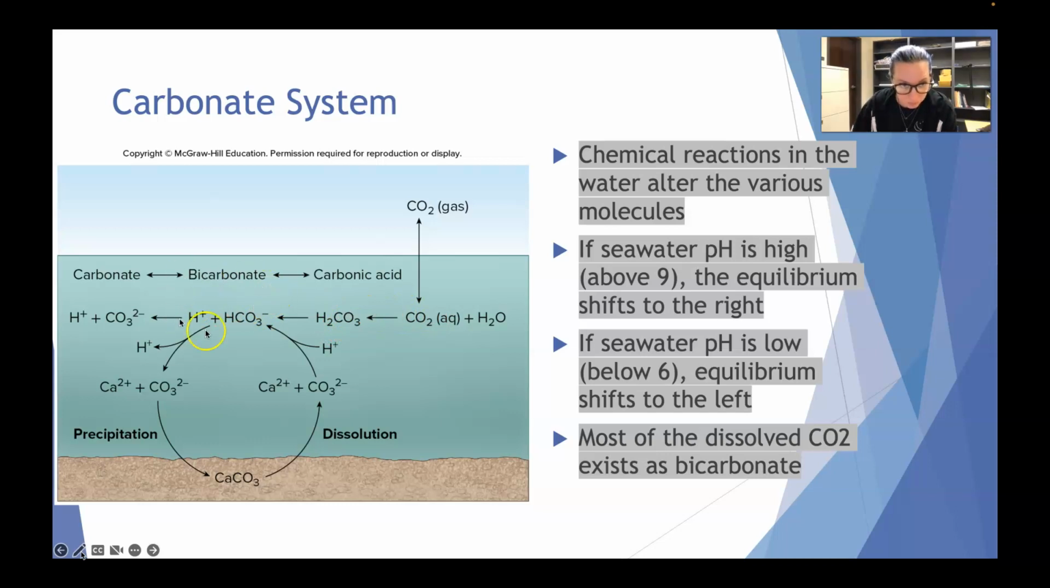And then that can turn into bicarbonate, so the hydrogens separate, and then that can further break down into just regular carbonate. And this process of precipitation and dissolution can happen. So if the seawater pH is high, meaning above 9, then there's too much carbonic acid. So this shifts over to the right-hand side, so there's more carbonic acid. If the seawater pH is low, that means there's more carbonate in the water than the other molecules. Most of the dissolved CO2 in our oceans exists as bicarbonate.